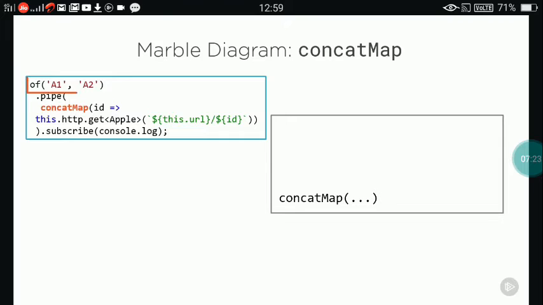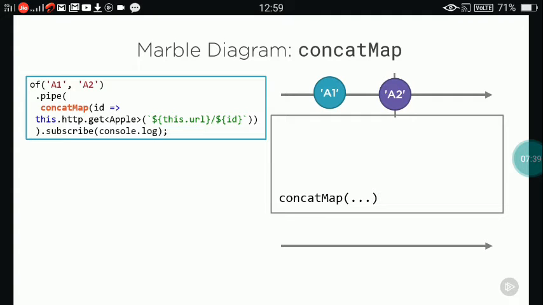In this example, we use the of creation function to create an observable containing two strings. This is our source observable. We pipe each string through the concat-map operator to retrieve the data, using the string as an ID. On the marble diagram, the source observable emits two strings, A1 and A2. When A1 is emitted from the source observable, the mapping function executes, which creates the new inner observable. It then subscribes to that observable, and the GET request is issued, using the emitted string as an ID.